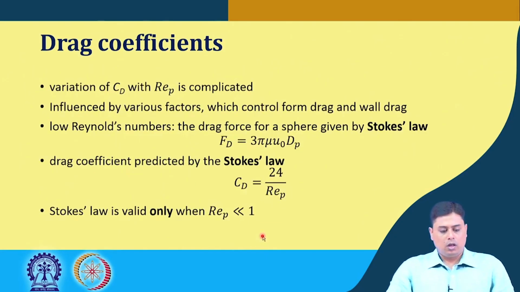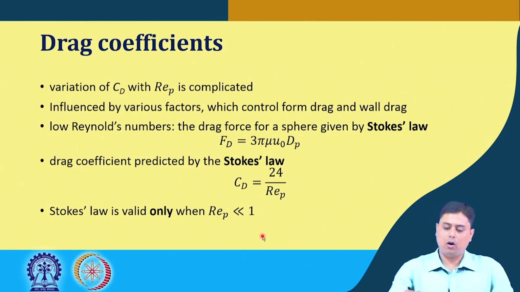So this variation of CD and REP is very complicated compared to the relation of friction factor versus Reynolds number, because these are influenced by various factors that control the form drag and the wall drag. At low Reynolds number, the situation becomes much easier to estimate or calculate. There we have Stokes' law to estimate the drag force for a sphere.